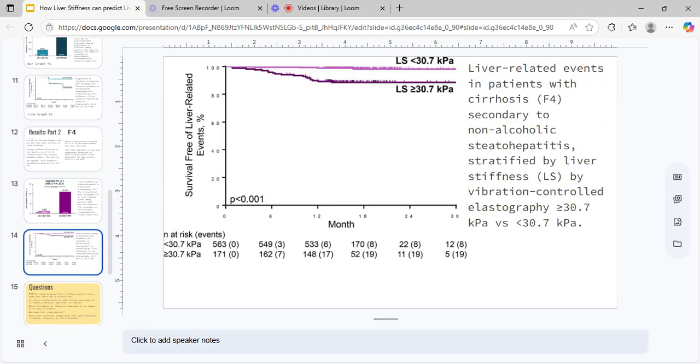And for this line graph, it shows the liver-related events in patients with cirrhosis secondary to NASH, stratified by liver stiffness by vibration-controlled elastography. And as you can see, there is a difference with the less than or equal to 30.7 kPa group. There was a decrease in survival free of liver-related events, compared to actually almost 100% if you had a greater than 30.7 kPa, which is actually pretty interesting, just seeing how liver stiffness related to that. This was more flatlined than fibrosis, I think, just because cirrhosis has already happened, like you have that scarring already, and you probably already had liver stiffness, so the difference is bigger in fibrosis.